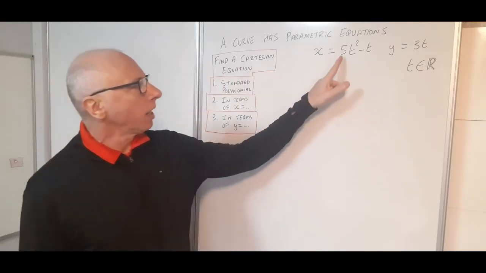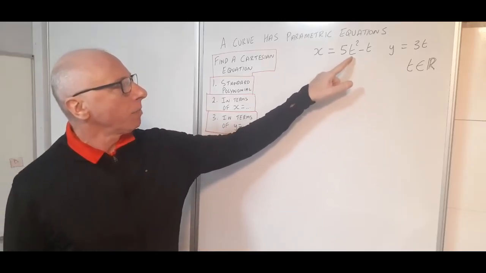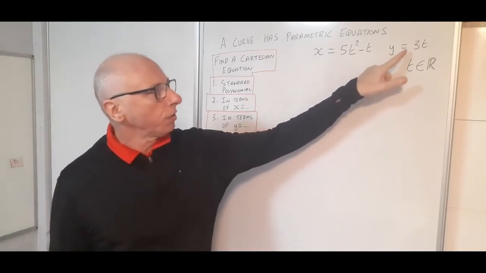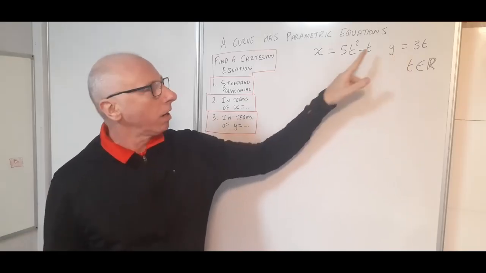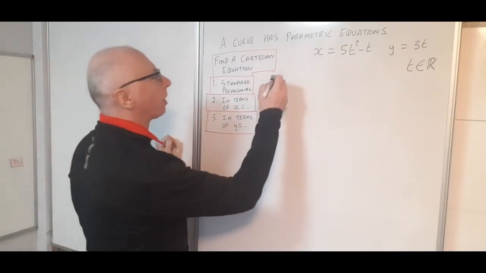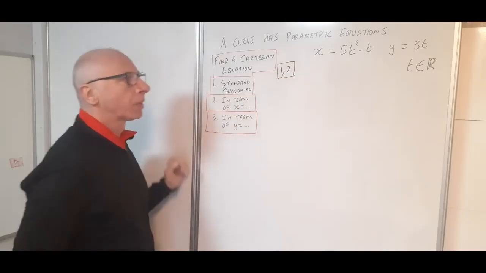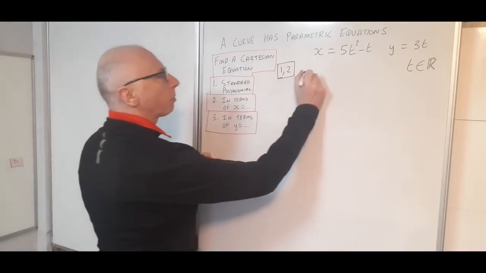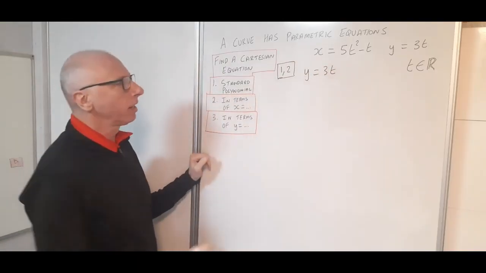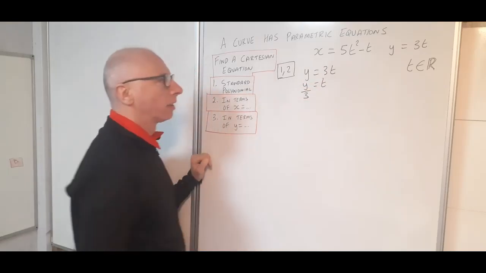So what I would do here, I've got 5t squared minus t. To isolate the t from there, it's a bit awkward because I've got a quadratic going on here. So what I'm going to do first of all is isolate the t from the y and substitute it into the x. So here's how that goes. So for 1 and for 2, let's do those first. So y equals 3t, let's bring that down. Now to isolate the t, t will become y over 3.